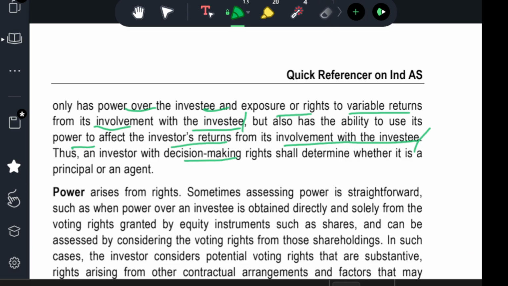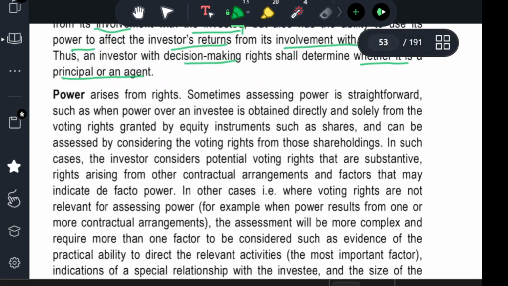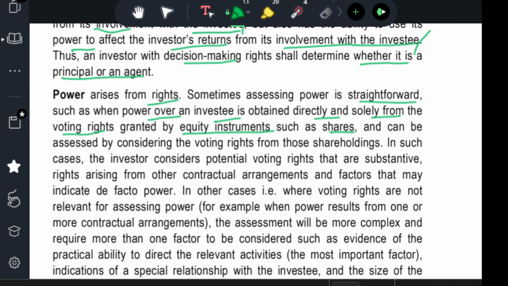An investor with decision-making rights shall determine whether it is a principal or an agent. Power arises from rights. Sometimes assessing power is straightforward, such as when power over an investee is obtained directly and solely from the voting rights granted by equity instruments such as shares, and can be assessed by considering the voting rights from those shareholdings. In such cases, power comes from shareholding: because of this much shareholding, they have this much right, such as 13% voting power, 14%, 27%, or 90% voting power. In other cases the investor considers potential voting rights that are substantive, rights arising from contractual arrangements, or other factors that can indicate de facto power.